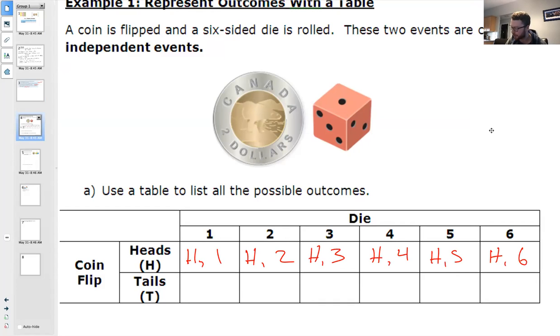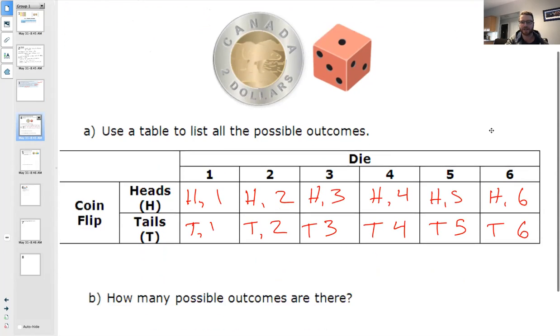Now for tails, it'll be the same thing, but we're just replacing the H with a T. So a possible outcome is tails and rolling a 1. Another possibility is flipping a tails and rolling a 2. Flipping a tails and rolling a 3. Tails and a 4. Tails and a 5. And tails and a 6. Okay, these are all of our possible outcomes right here.